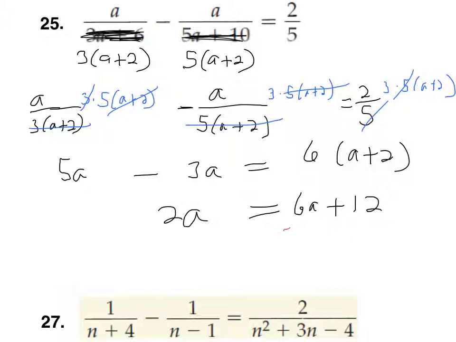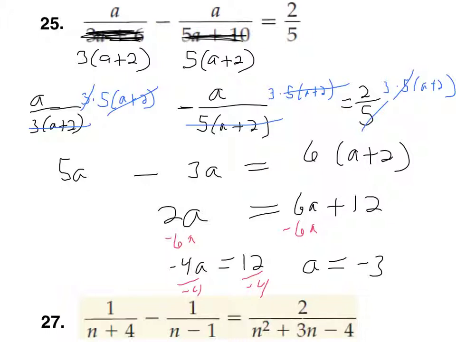I will subtract 6a from each side. So we'll get negative 4a equals 12. And then I'll divide both sides by negative 4. And we'll get our answer, or at least what we think our answer is. 12 divided by negative 4 is negative 3. And so we need to check to make sure that that answer is allowed.